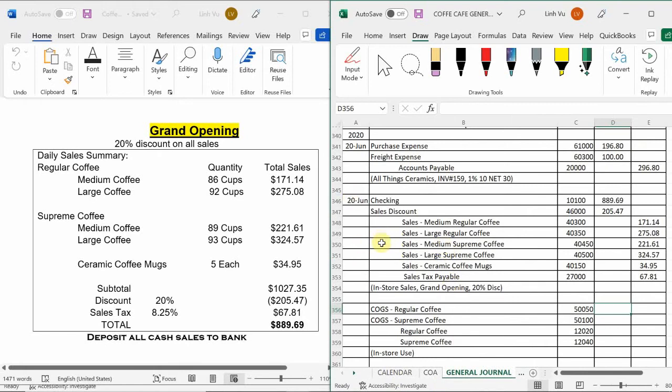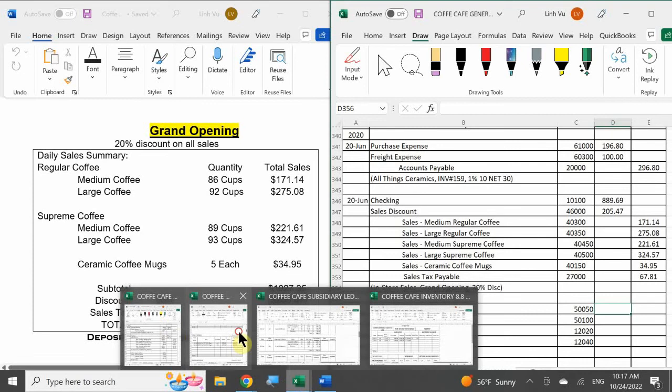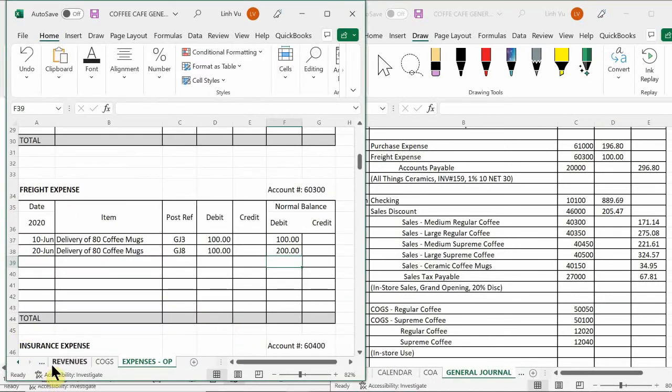Now, where do we go? We go to our ledger, right? We need to update my checking account so I know how much money I have in the bank.